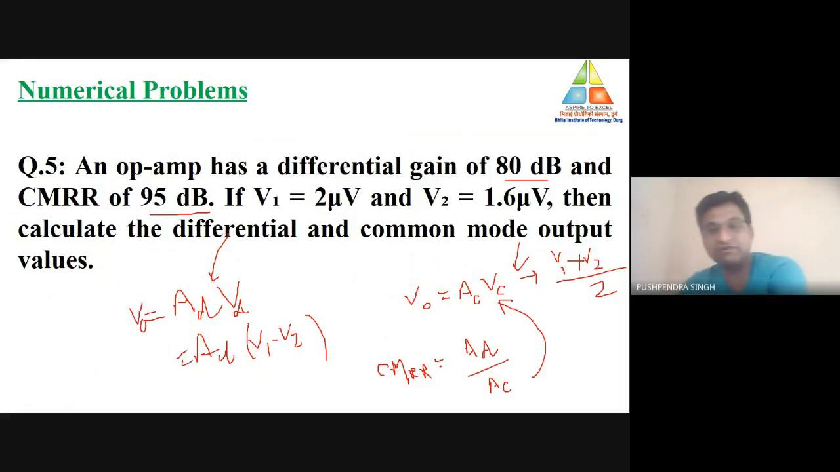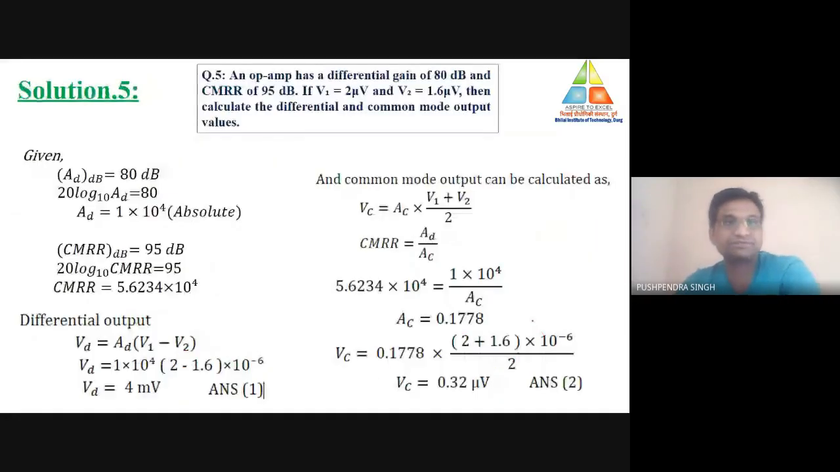So this is how we may proceed for getting the solution of this particular question. So here it is. The value of AD is 80 dB. First of all, convert that dB into normal values. So 20 log to the base 10 into AD is equal to 80. From there, what is the value of AD? AD is 1 into 10 to the power 4. Similarly, convert that CMRR into normal values. CMRR is equal to 95 dB. So 20 log to the base 10, CMRR is equal to 95. So from there, the value of CMRR is this one.